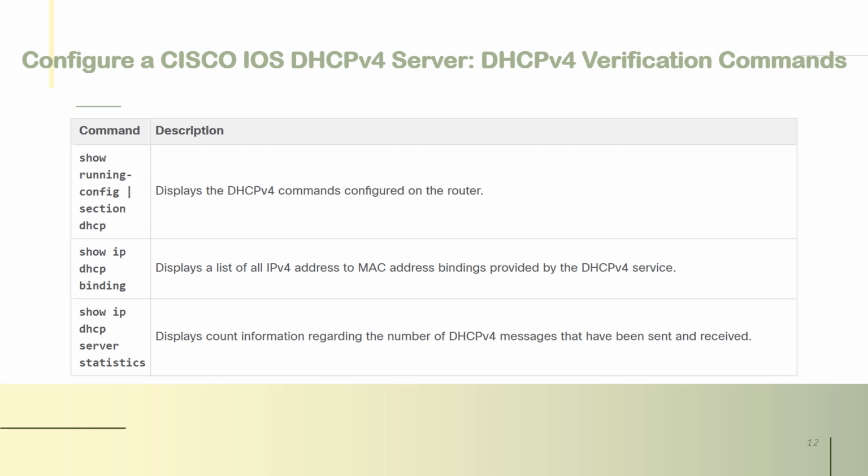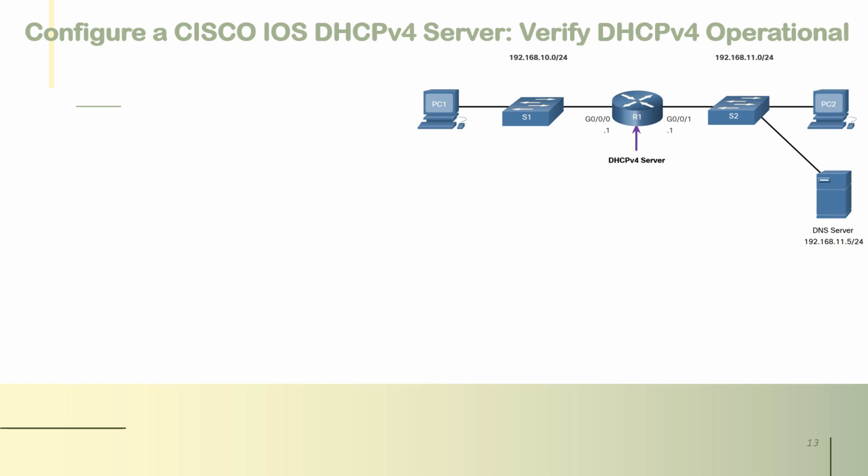So, depending on those commands that are shown in this table, let's go to our example where we have a topology of our network that we configured before. And by using the verification commands, let's see if PC1 powers up and if we will have an IPv4 address. So the first step, we will verify that all the configuration of the DHCP version 4 server at the router is configured as we want.